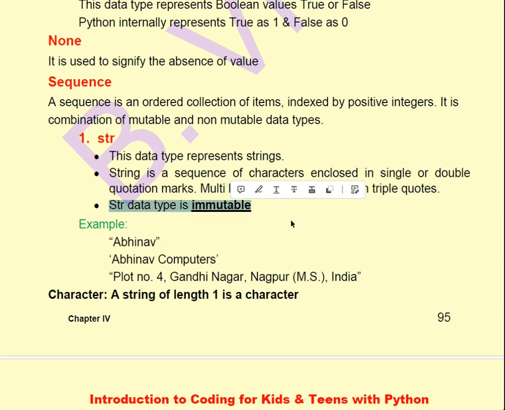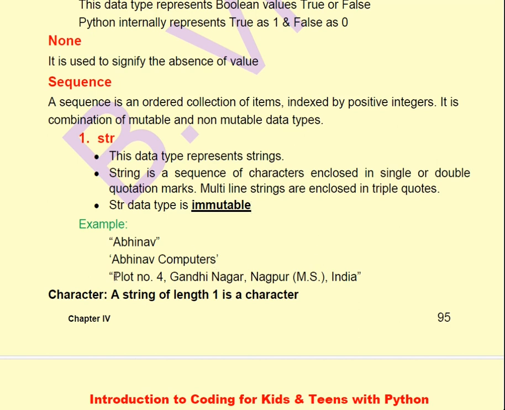The str data type is immutable, which means it cannot be changed. We'll see it later on. Here is an example: a set of characters ABHINAV in double quotation marks is a string. A set of characters, full Abhinav and computers, enclosed in single quotation marks is also a str, that is, a string.